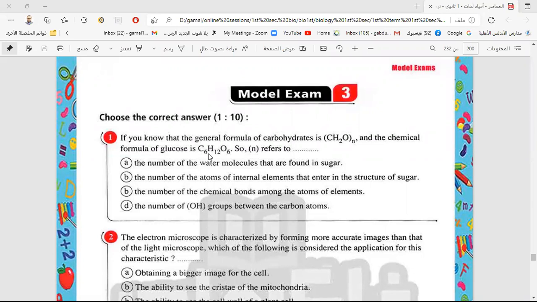Today we'll continue answering questions of model exam 3 in the Al-Moasser book in biology, first term. Let's start reading question number 1.